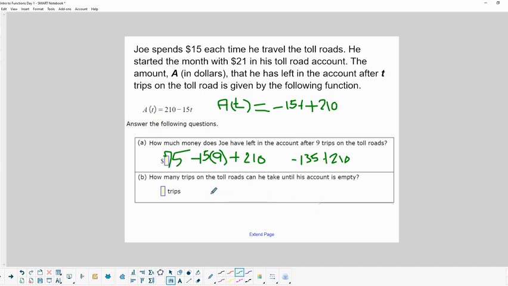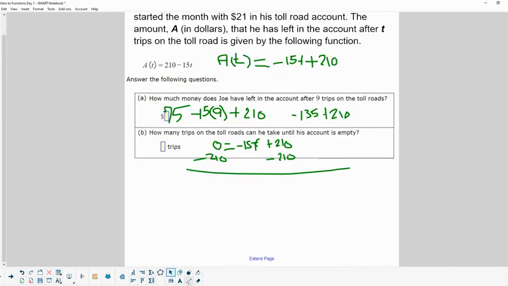How many trips on the toll road can he take until his account is empty? Okay, so what we're going to look at is this function here, and we're going to say, when will the amount that he has left on his card be equal to 0? And then we write out our equation. That's negative 15t plus 210 equals 0. So all we have to do is subtract 210 from both sides. And then we subtract that number to find out what we have left over.